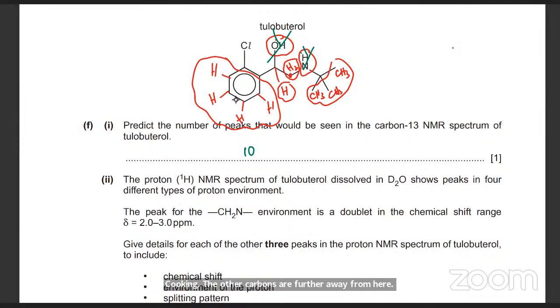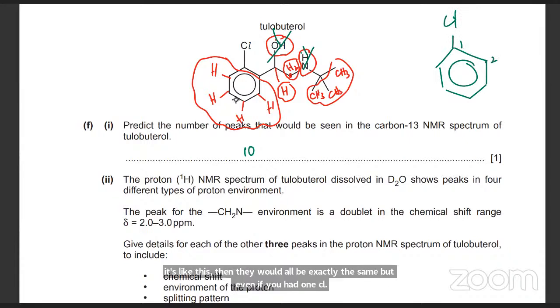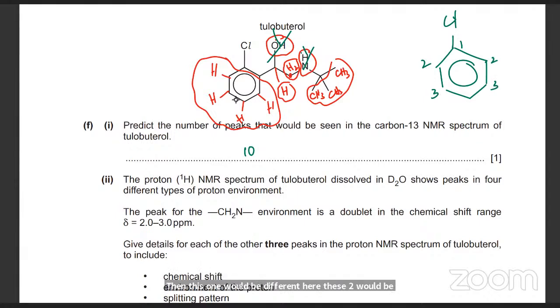Okay, if it were completely symmetric, like this, then they would all be exactly the same. Okay, but even if you had one Cl, then this one would be different. These two would be exactly the same, these would be exactly the same, and this one, so there'll be 4 environments, right? But here, because it's completely non-symmetric, all the carbon atoms are different. Okay, understood.